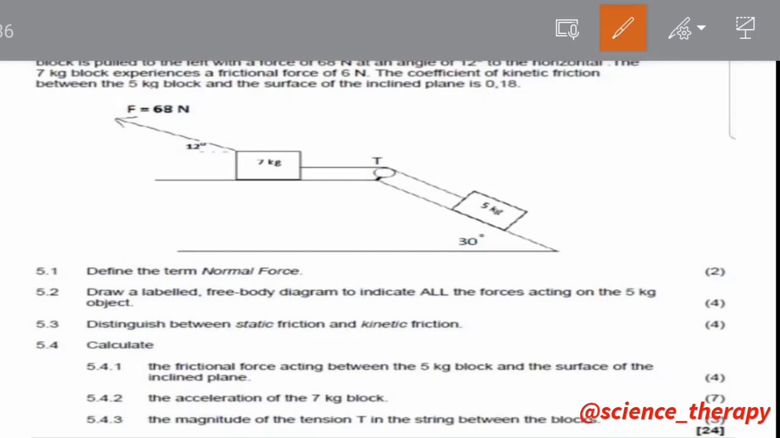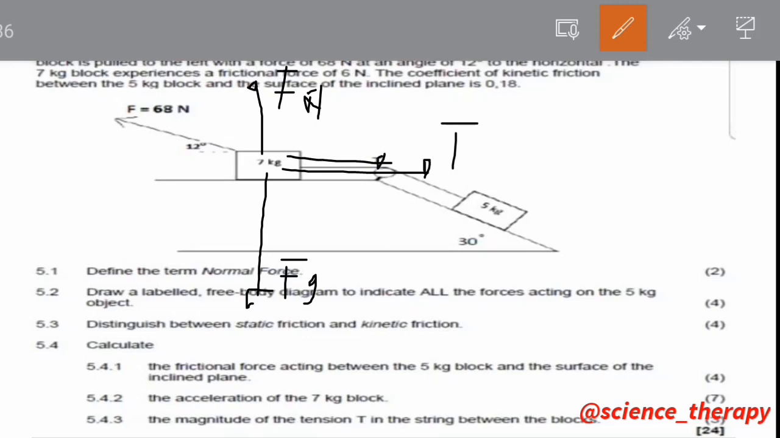So now what do we have in this one? We have the Fg. Remember, this one is not on the incline. It is on the horizontal surface. And then we have our Fn. And on that side we have the tension. And then also the kinetic frictional force. And then going in that direction, we have the horizontal component of the force.